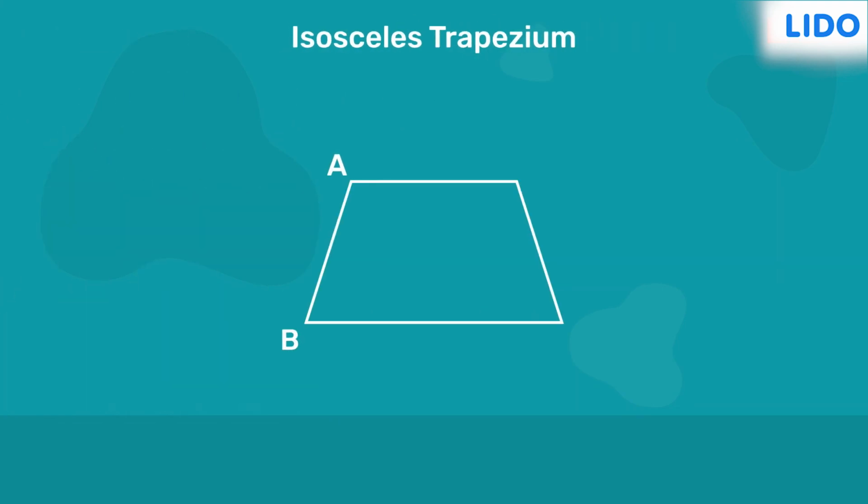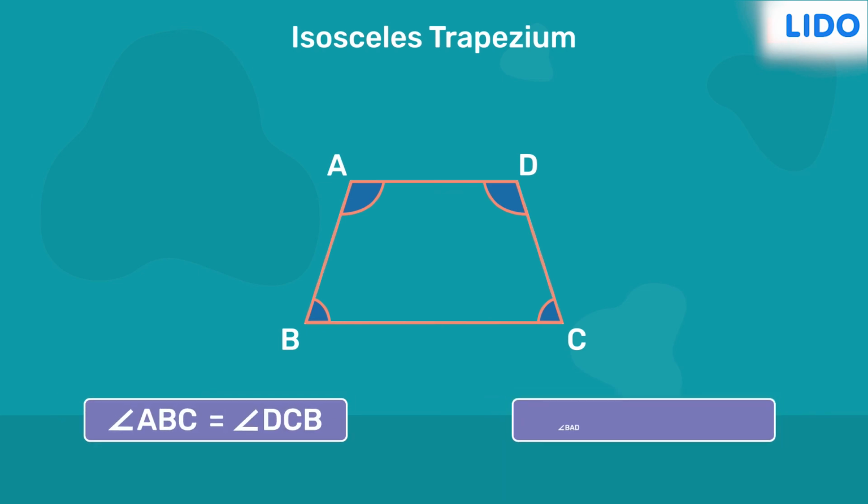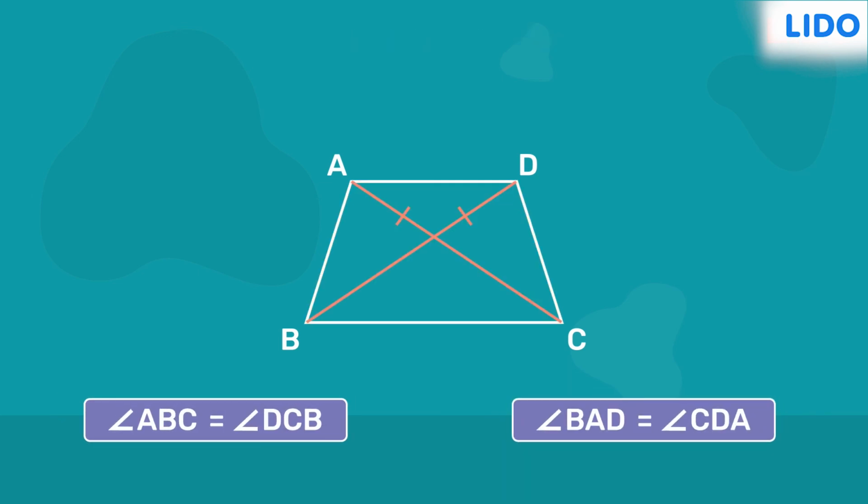Finally, let's look at the properties of an isosceles trapezium. The base angles in an isosceles trapezium are equal, and even the diagonals in an isosceles trapezium are equal. And with that, we have revised all the properties of quadrilaterals from one table.